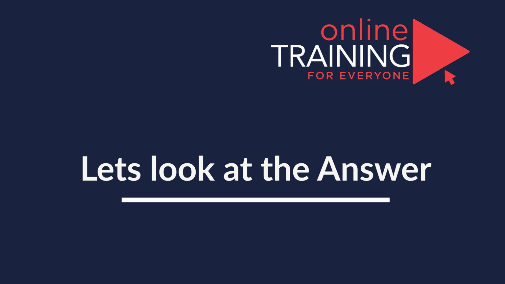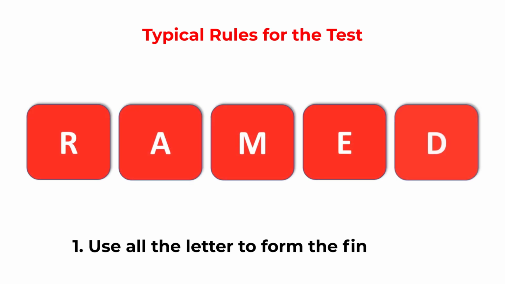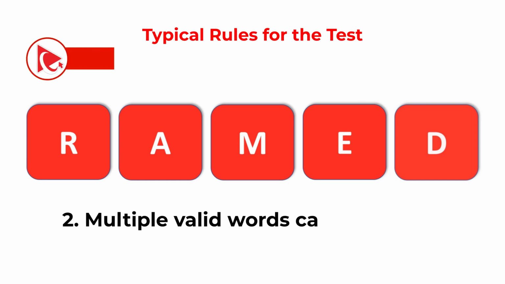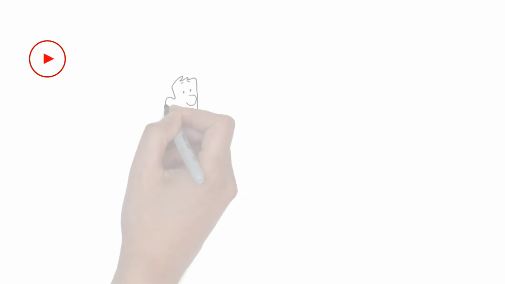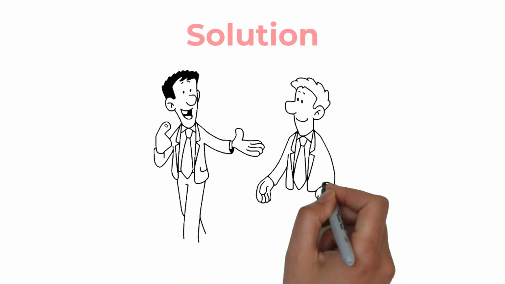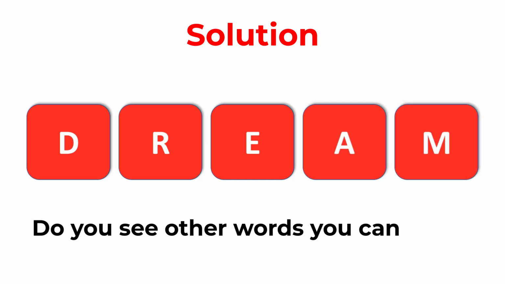Every test is different, but typical rules require you to use all 5 letters, and the final word that you form should match the number of letters that you see on the screen. A lot of times, you might be able to form multiple words using the same letters. Ready or not, I'm going to move forward and reveal the final solution. The solution to this challenge is the word dream, which is spelled as D-R-E-A-M.